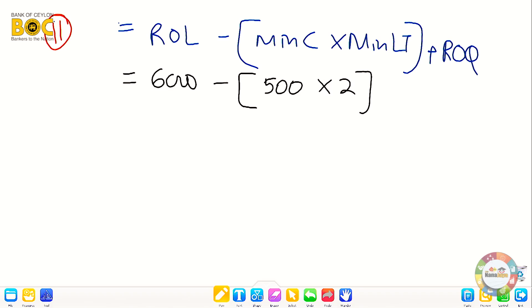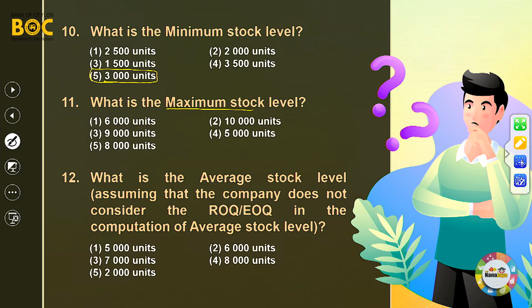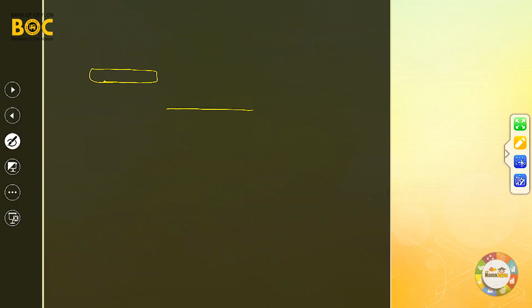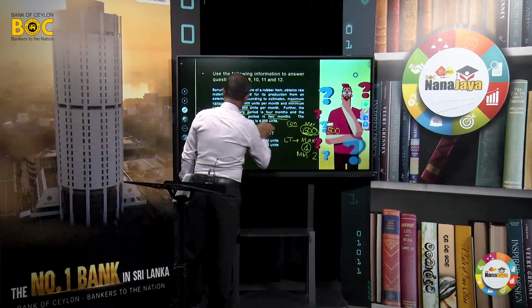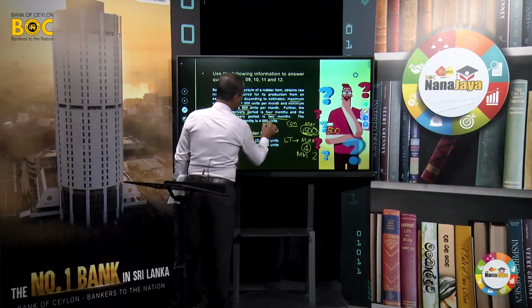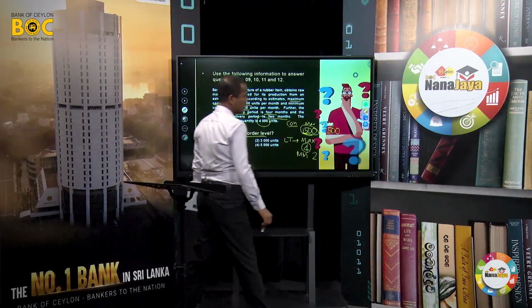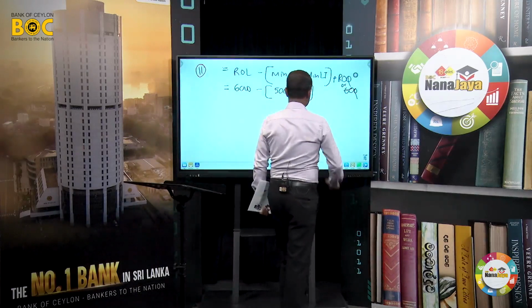Right. So what was the reorder quantity given? The reorder quantity or economic order quantity was given in the question. The economic order quantity is 4,000 units.